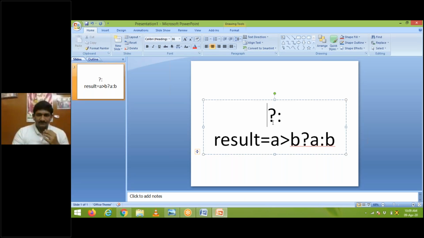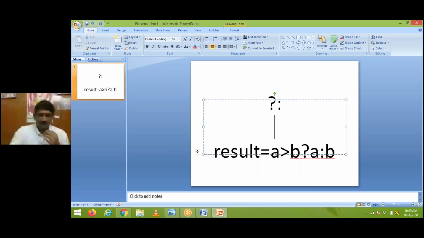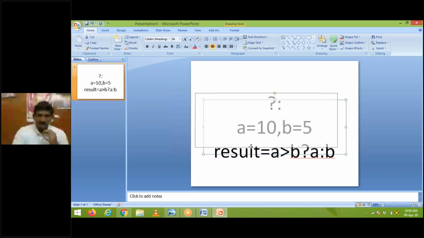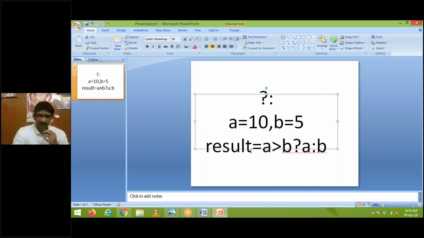For example, if I am declaring a equal to 10 and b equal to 5, which one is greater? The value of a is greater. That means you have to print that a is big. Okay. So now you have to write the expression like result equal to a greater than b question mark a colon b. That means first it will check the condition a greater than b. That means 10 is greater than 5. Yes, the condition is true. If the condition is true, then after the question mark symbol, you declared a. That means the value of a will be stored in result. What is the value of a? 10. That means now result equal to 10.